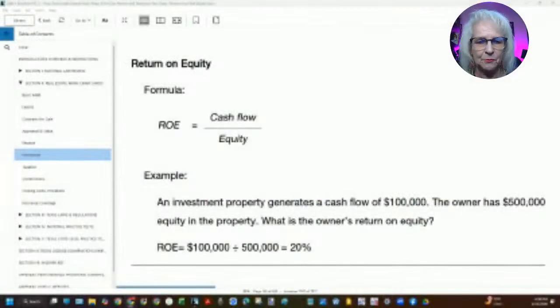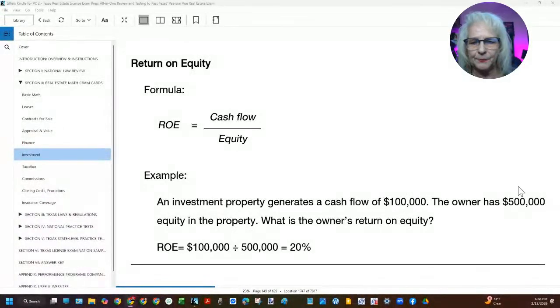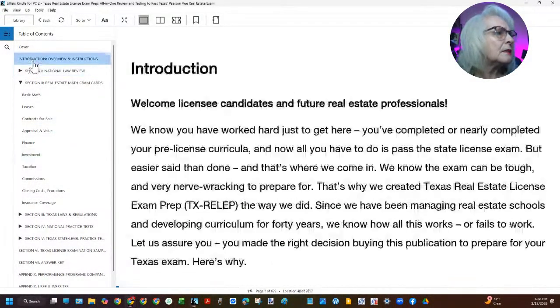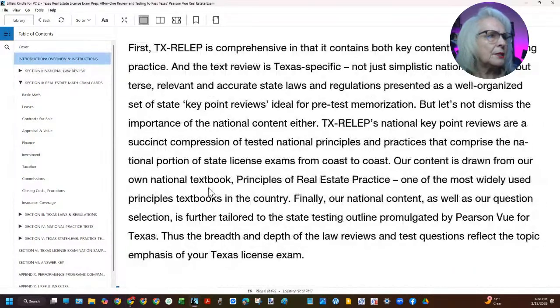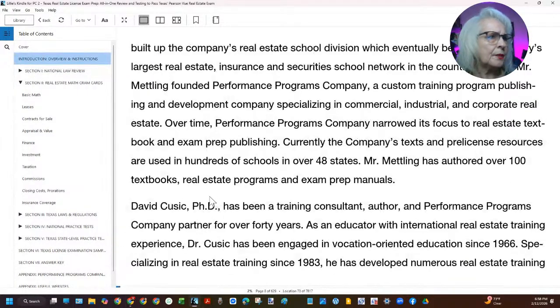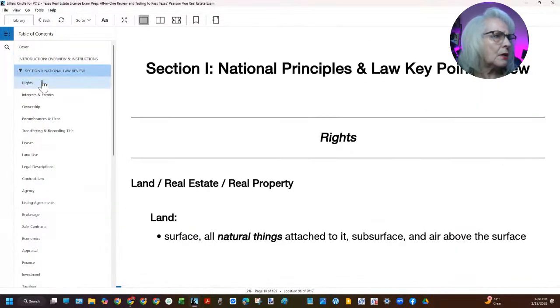Okay. So I'm trying to see which section. Let me see on this book. Let me share my screen again. Okay, so on this book, see, you have all the reviews, rights, interest in estates, ownership, okay, agency.